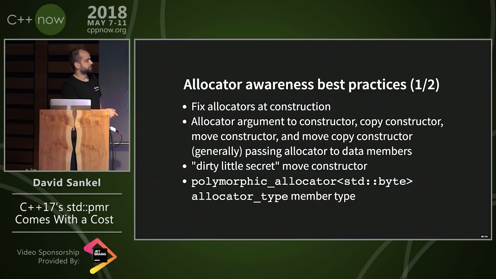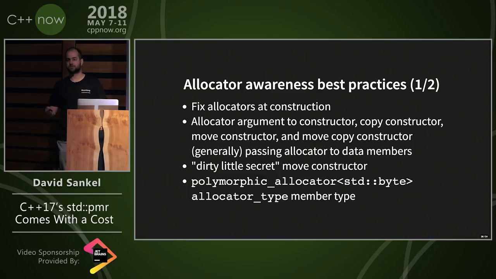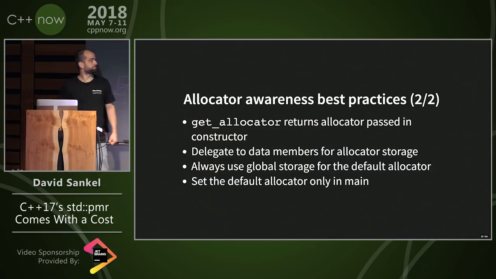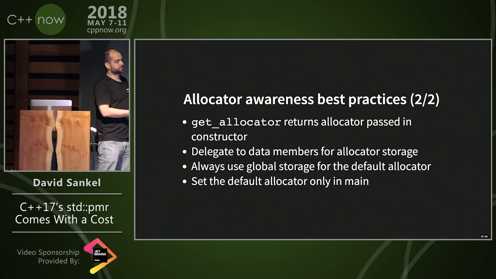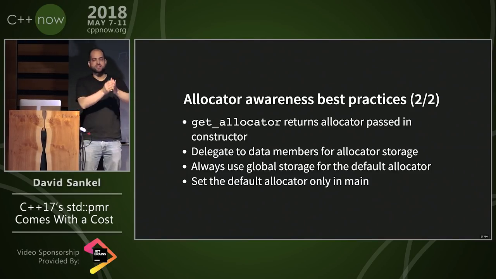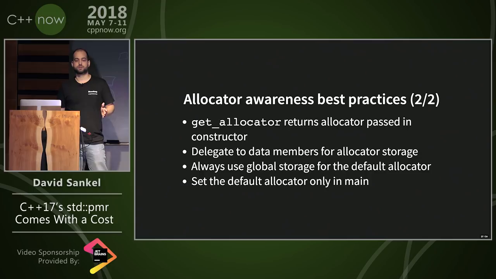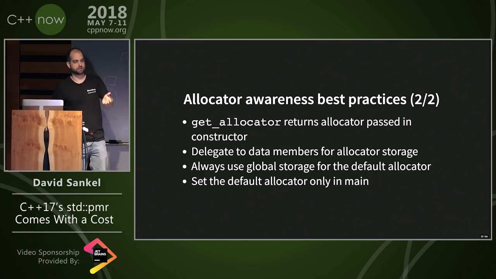You have this allocator_type member type, so that you can tell the rest of the system that you're opting into allocator awareness. Your get_allocator returns the allocator passed in the constructor. Please don't return something else. You delegate to data members for the allocator storage. Now, if you have like 7 data members and they all have their own allocator storage, there's really not much you can do about it. But you can save yourself by just delegating to one of the data members.